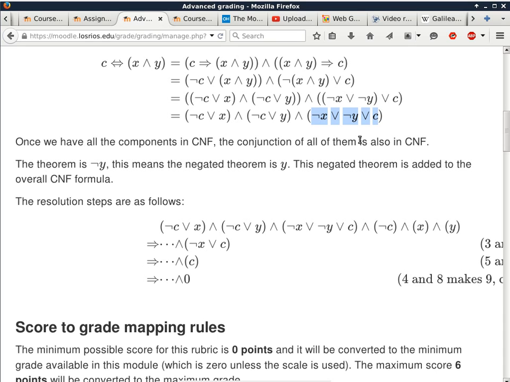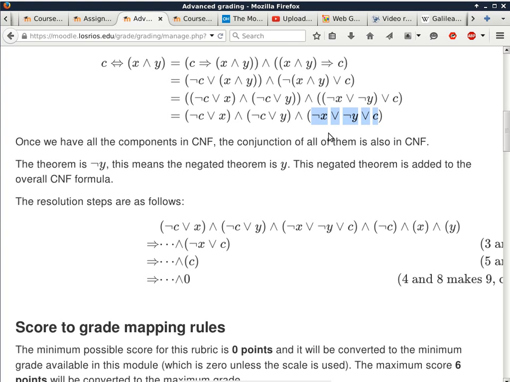Okay, so then when I was checking the facts, I combined C or not X with just X, and that gave me just C, and then I have C and not C. So then you have a false.